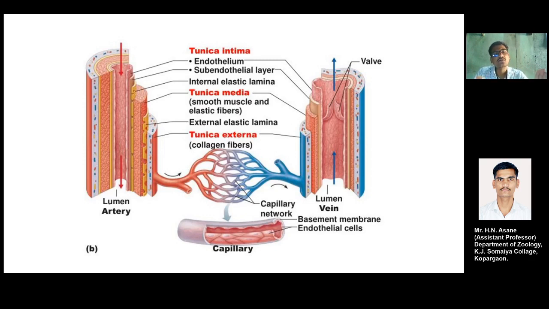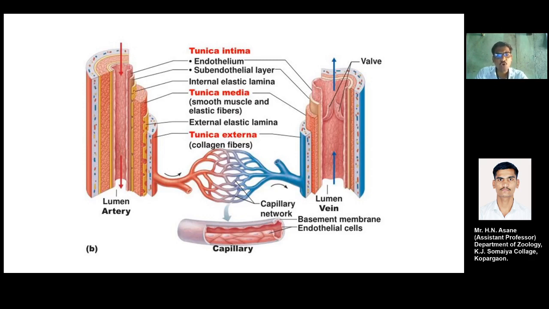Okay, and that contraction and relaxation from the tunica media, the smooth muscle contractions and relaxation, provides extra support against the blood pressure. Then the external elastic lamina layer also provides elastic features, like the internal elastic lamina, which is between the tunica intima and tunica media. So between the tunica media and tunica externa there is also the external elastic lamina, and then comes the tunica externa.